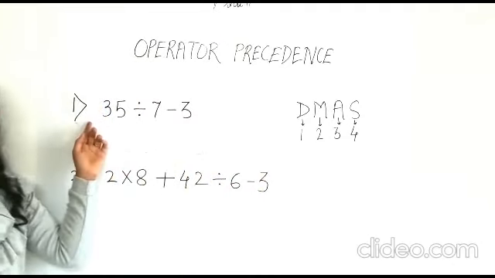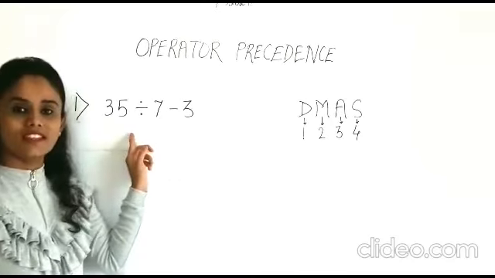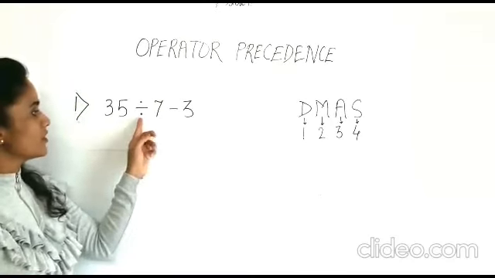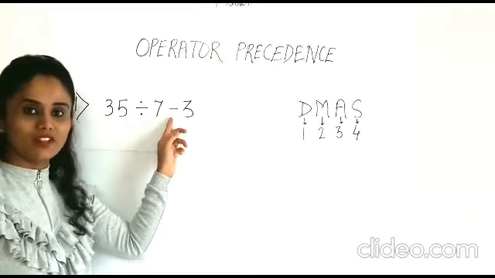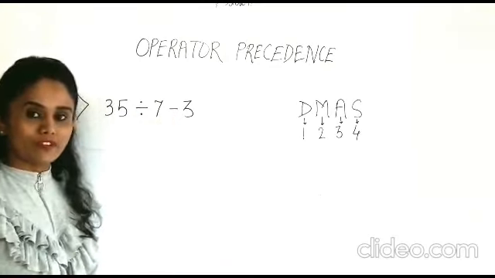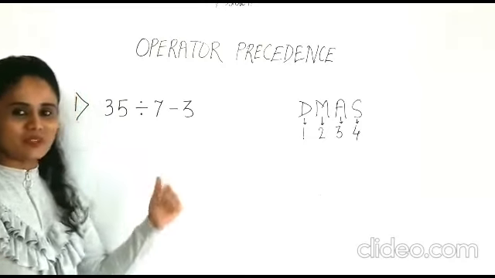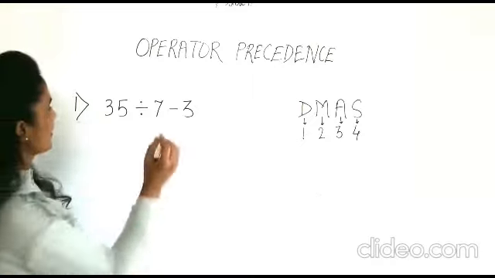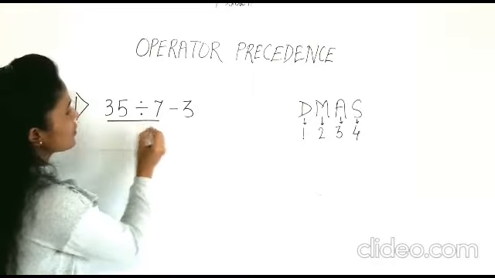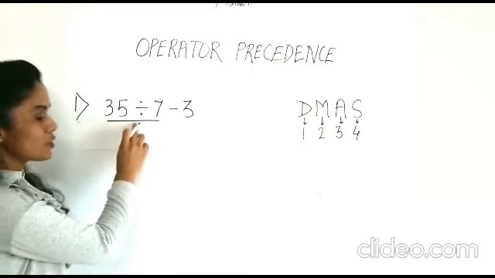Now let's consider the first example and solve it. In this expression, you can see that there are two operations, division and subtraction. So as per this rule, which operation should be performed first? Yes, that is division. Let's solve this expression. So the first operation we are performing on this expression is division. So we'll perform this operation first.